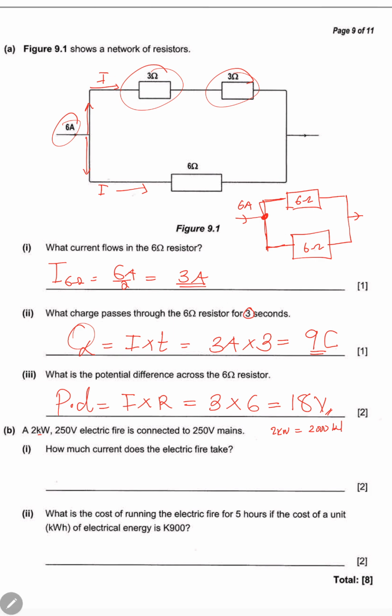Now we've got power and voltage. We know that power is voltage multiplied by what? Current. So if we're looking for the current, meaning our current will be equal to the power over voltage. Our power is 2,000 watts. Our voltage is 250. So get yourself a calculator there. 2,000 we divide by 250. Should be 8 amperes.